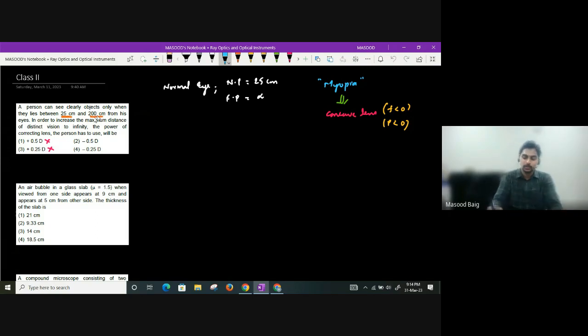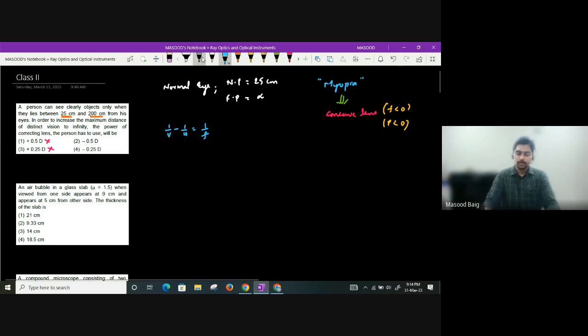So if I use the lens formula, 1 by v minus 1 by u should be equal to what? 1 by f. Right? So what would be the condition in this case? What is the condition in this situation? Where should the final image be formed? It should be formed at infinity, guys.